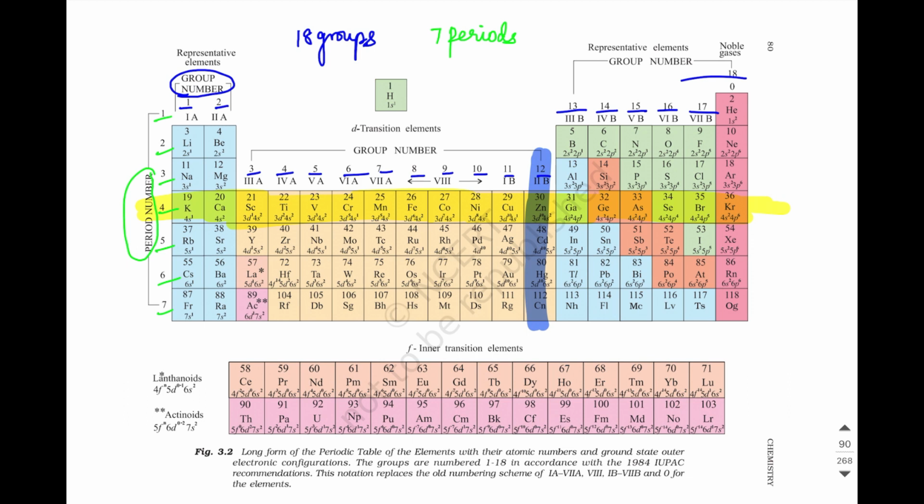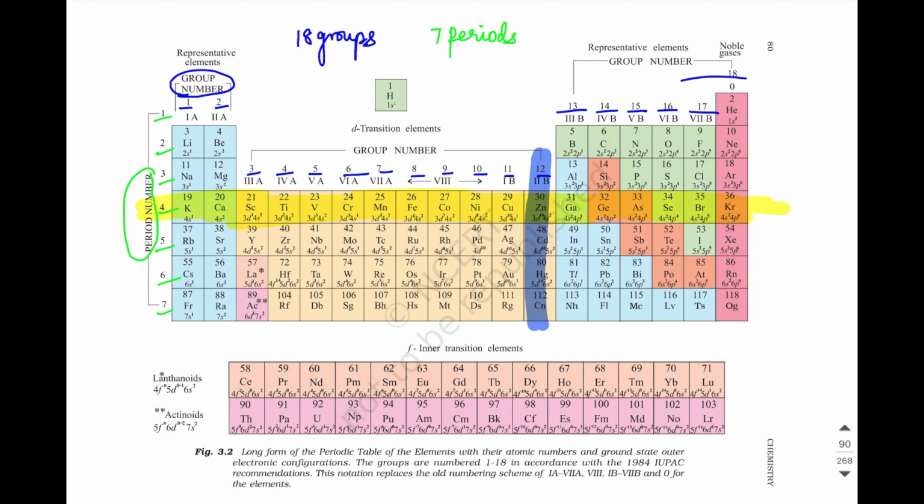Now, just look at the blue colored pen. Towards the left side of the periodic table, you can see the word group number. Below that, there are 1, 2. Similarly, when you move towards the right slowly, you can see numbers till 18, which I have underlined with a blue pen. Now, these are the 18 groups. What are groups? Vertical columns are called groups.